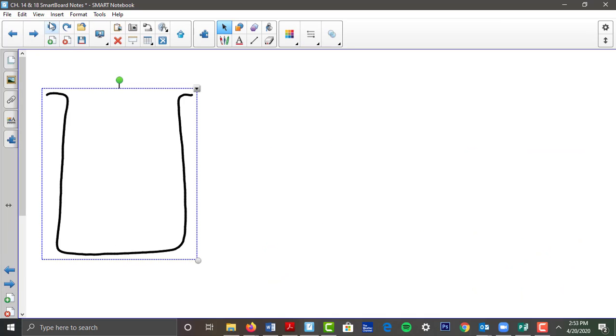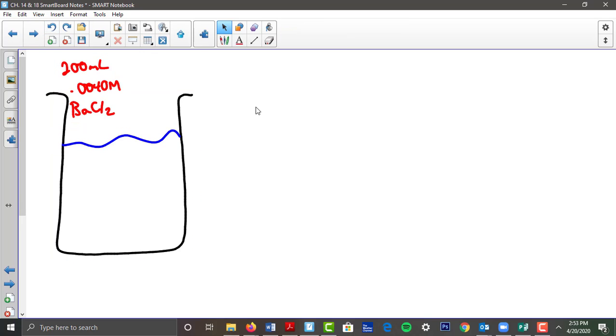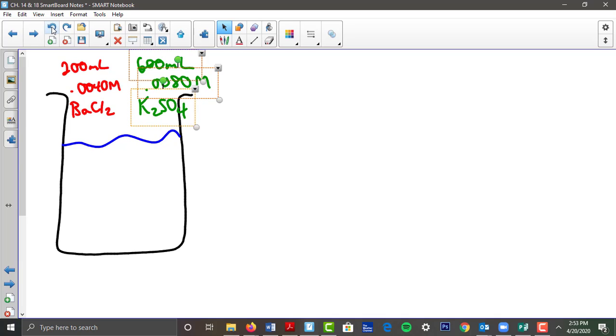So for example, let's say we got a beaker, and in that beaker, we currently have 200 milliliters of 0.004 molar barium chloride. And in addition to that, we're going to mix 600 mL of 0.0080 molar potassium sulfate.